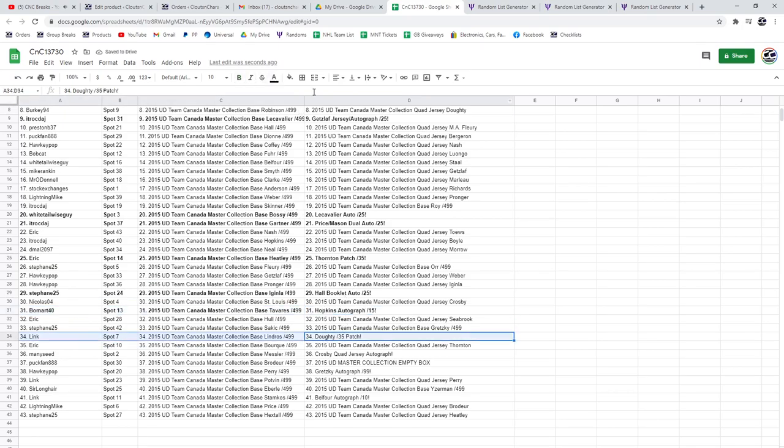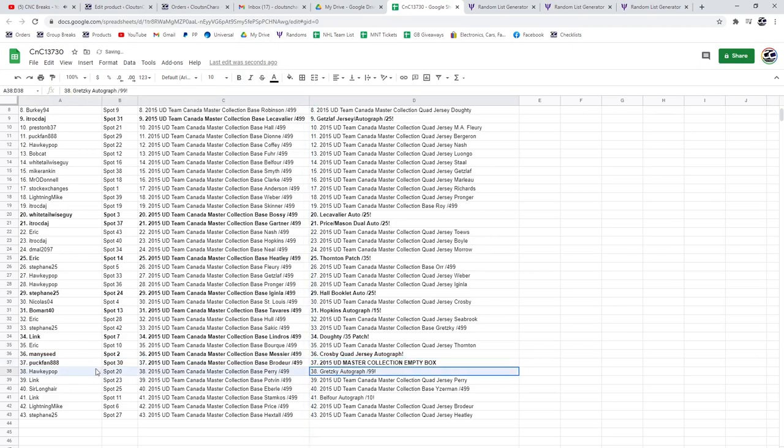The Doughty goes to Link. The Crosby goes to Many Seed. Congrats. The box goes to PuckFan888. The Gretzky Hockey Pop. Congrats. And the Belfour goes to Link.